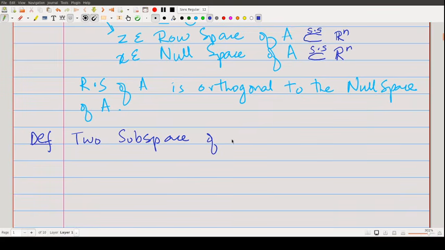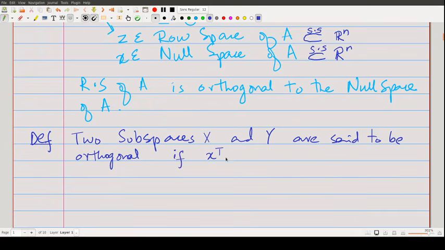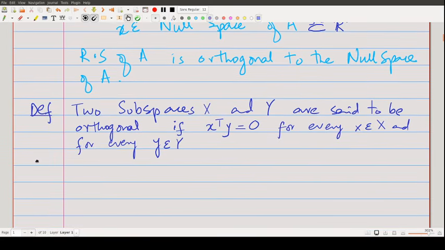If you have two subspaces X and Y, they are said to be orthogonal if x transpose y is 0 for every x belonging to X and for every y belonging to Y. So if you take any vector from one subspace and any vector from the other, and the scalar product is 0 for every possible combination of these vectors, then the subspaces are called orthogonal to each other.